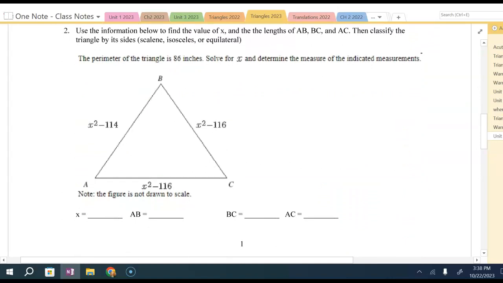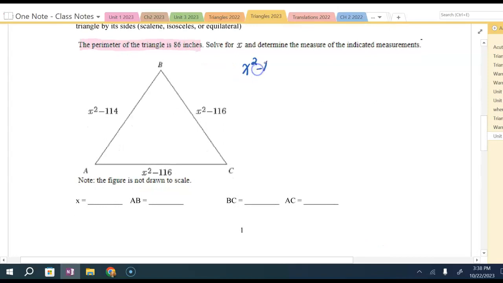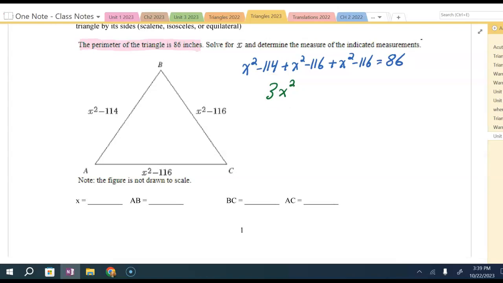In problem number 2, again, we're told the perimeter is 86. And we know the sides add up to 86, so I'm going to say x squared minus 114 plus x squared minus 116. And there's another x squared minus 116. And that's going to be equal to the perimeter of 86. Combining like terms, there's 3x squared. And I'm going to grab my calculator and add negative 114 minus 116 minus another 116, and I'll get negative 346 is 86.